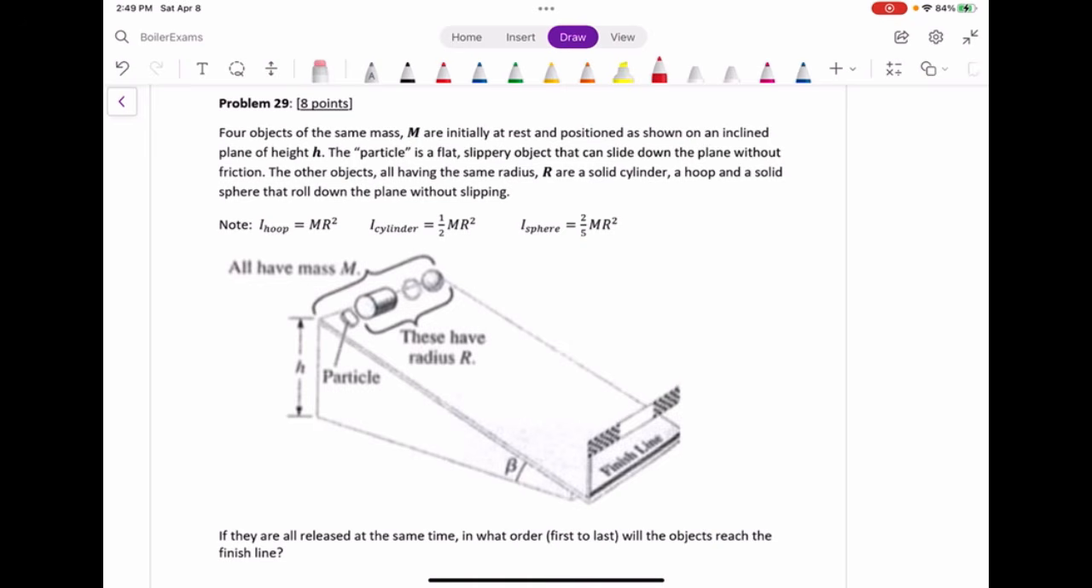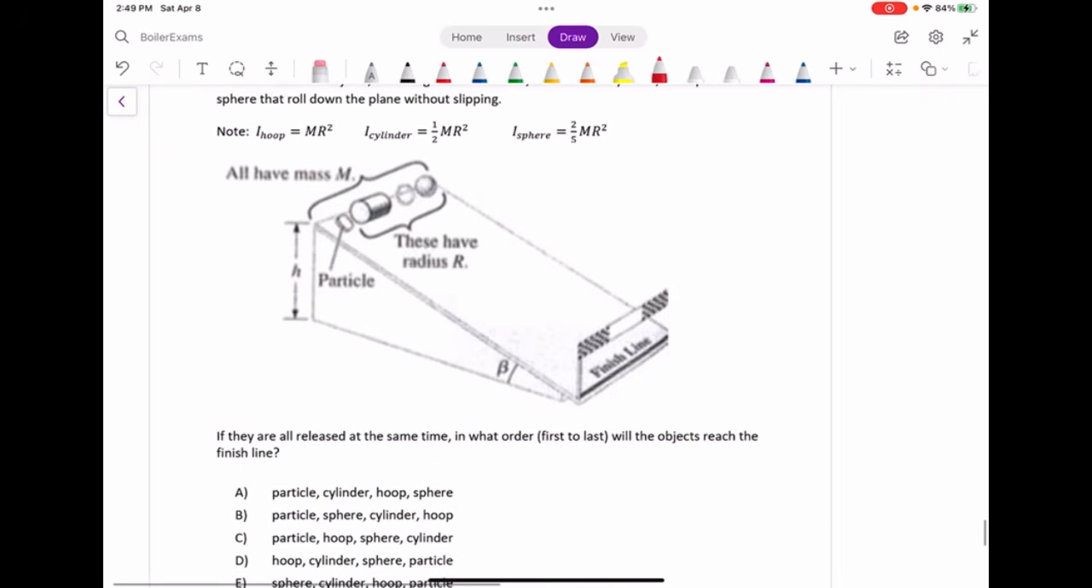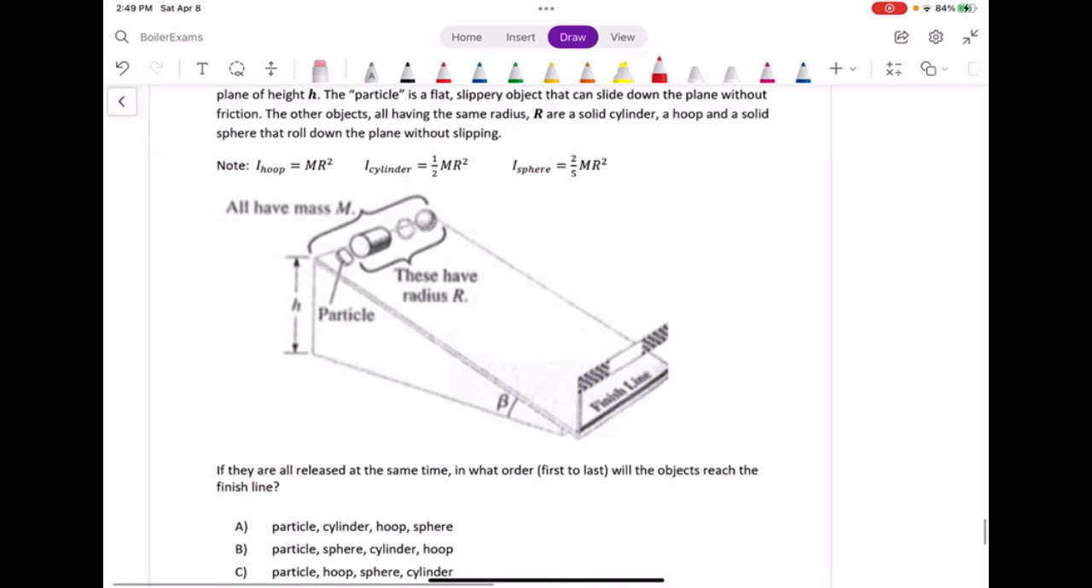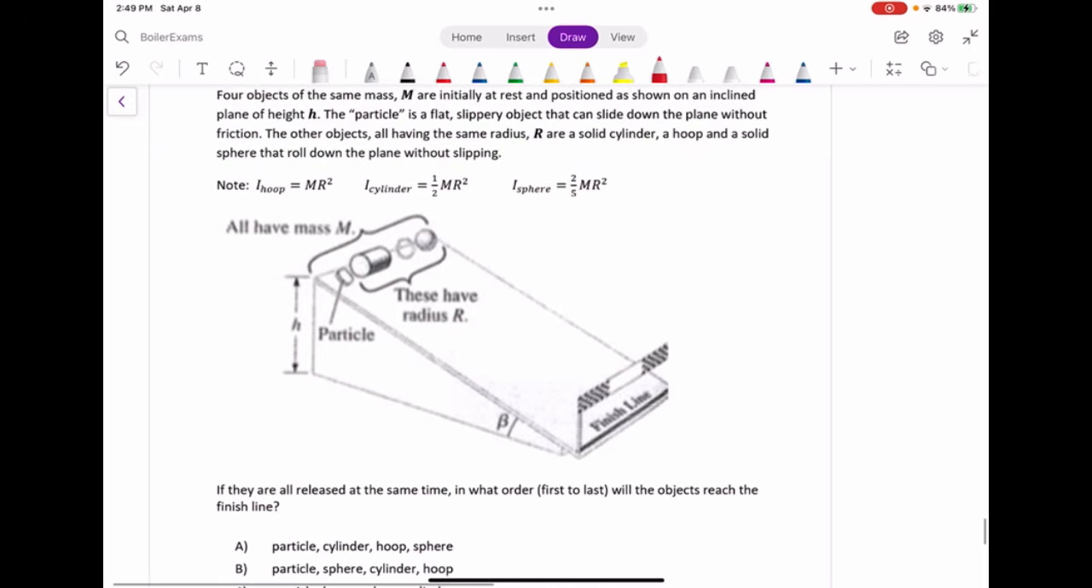29. Okay, 4 objects of the same mass. They're in position on an inclined plane. There's a particle. They have the same radius. Okay. Which one's going to reach the bottom first? Okay. So, at the top, let's consider this. At the top, what type of energy do we have? I'm just going to say in our system, object, surroundings, none.